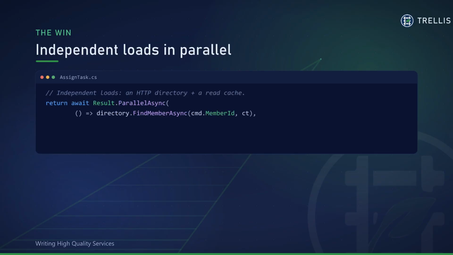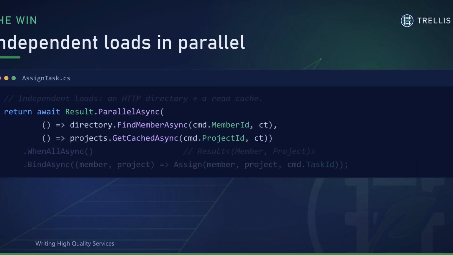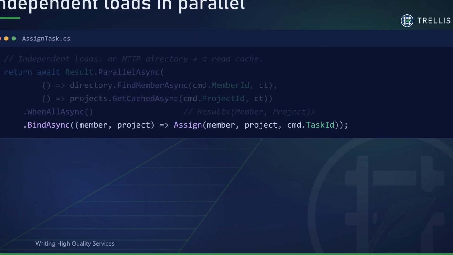When two loads are genuinely independent, say, a member from an HTTP directory and a project from a cache, start them together. ParallelAsync takes factories, not tasks. It invokes both eagerly, so they really run concurrently. WhenAllAsync awaits the pair and folds it into one result of member and project. Then BindZipAsync continues the railway. One pipeline, and you wait once instead of twice.